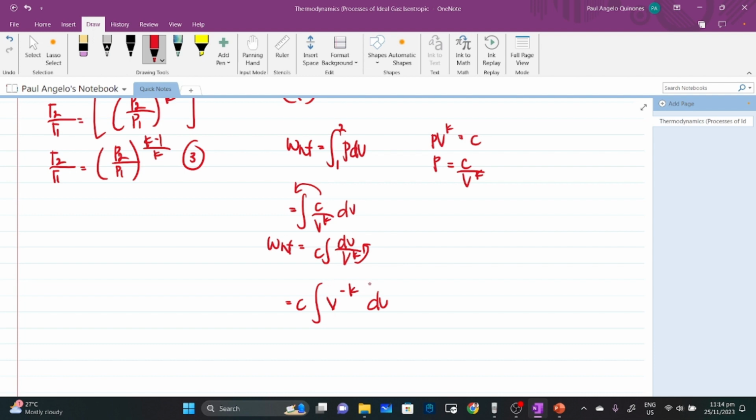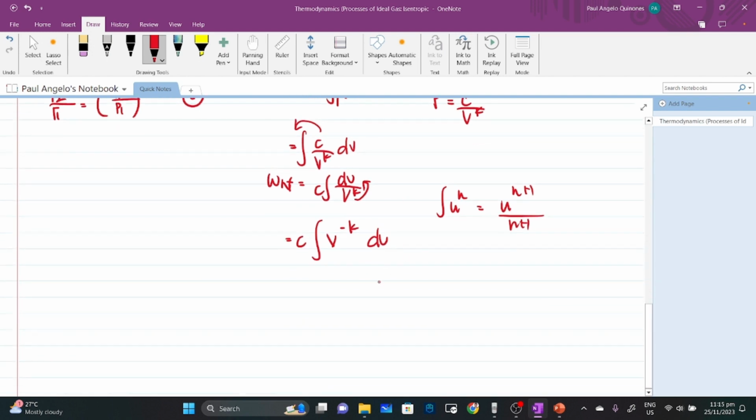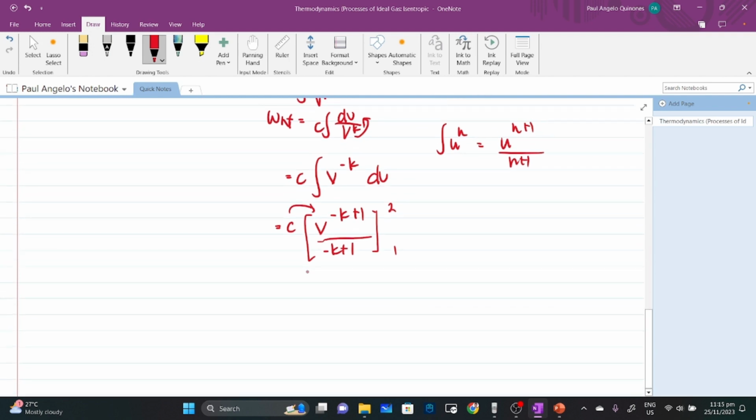So if you perform the power rule here, that is, if I have u raised to n, that will be u raised to n plus 1 over n plus 1. Okay? So now, I can have this one. So c integral of v raised to negative k plus 1. So let's remove already the integral. Okay? Over negative k plus 1 from point 1 to point 2. Okay? So we can distribute c. So if we simplify that, because we know c, that is p1 v1 raised to k, since pv raised to k equals c.